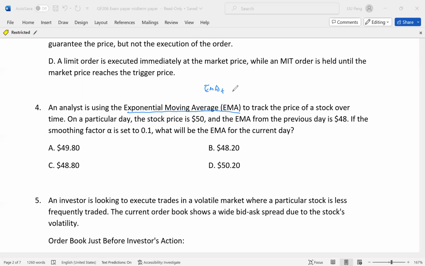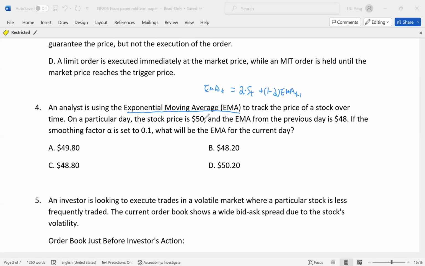So what do I do? It is going to be a combination of the current price, which is ST, the price for the current period, and the previous period EMA, t minus 1. So it's a combination of these two. And how are we going to combine it? We're going to use something called alpha, a weighting parameter. So it's alpha times ST plus 1 minus alpha times EMA t minus 1. This alpha is a number valued between 0 and 1, and therefore it's just a weighted sum of these two price points.